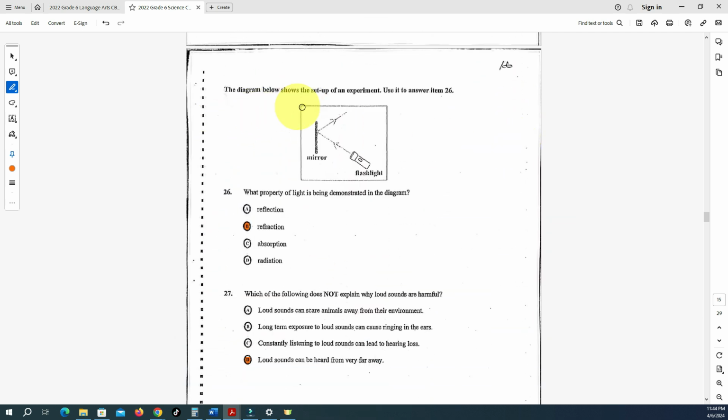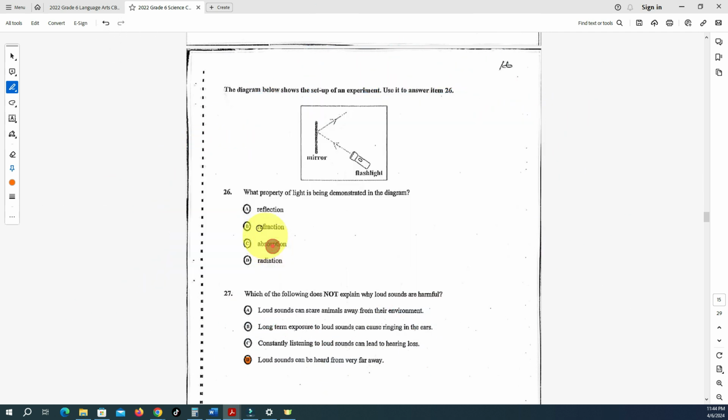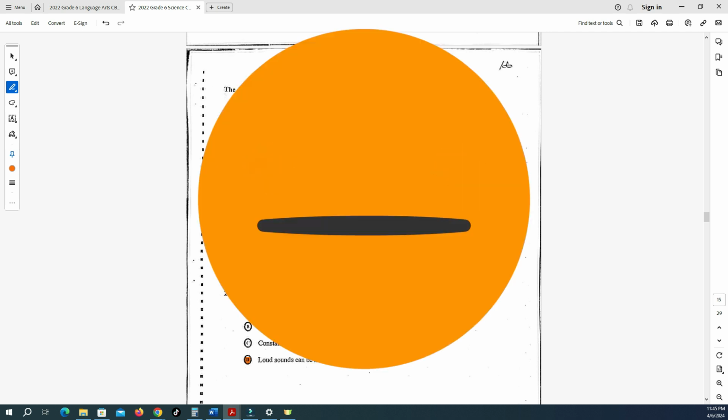Alright, the diagram below shows the setup of an experiment. Use it to answer item 26. So it shows a flashlight and a mirror, and the light from the flashlight hits the mirror, then goes in another direction. What property of light is being demonstrated in the diagram? Uh-oh. Why did I choose refraction here? Alright, this should not be refraction. I definitely know this is a reflection. I don't know what I was thinking. So this is light being reflected from the mirror, all right?